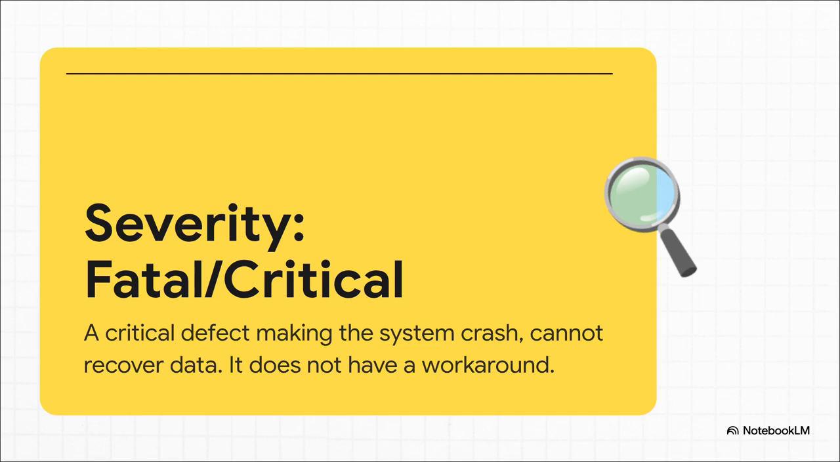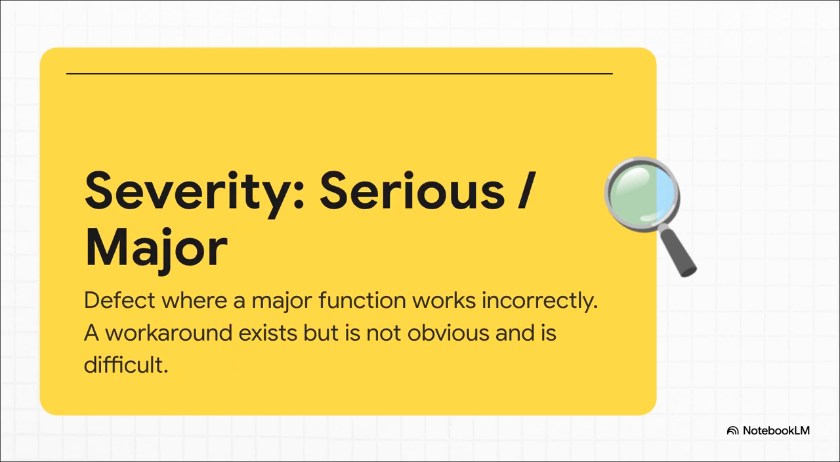All right, let's start at the very top. Severity level 1. This is the big one. Fatal or critical. We're talking absolute worst case scenario. The system just crashes. Boom. You might lose all your data and, this is the key part, there is no workaround. None. Think about a banking app that crashes the second you try to transfer money. That's a severity 1 bug. A complete showstopper.